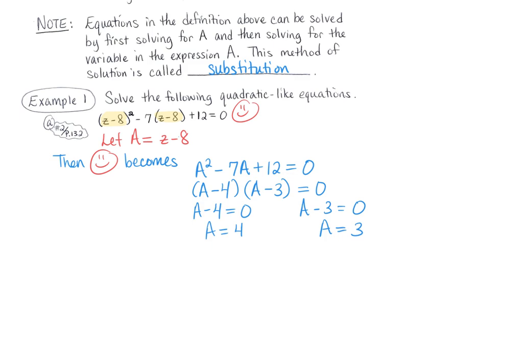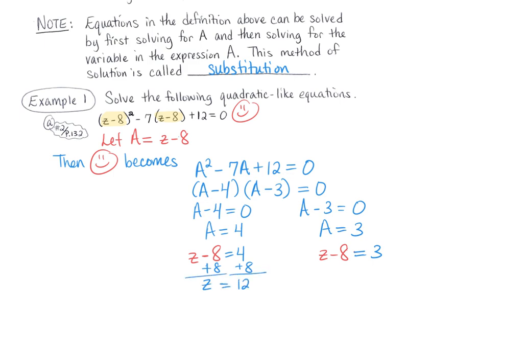So we found out what a is. We know a is z minus 8. So this means z minus 8 is equal to 4. The other means z minus 8 is equal to what? 3. Yes. So we do what to both sides of the one on the left? Plus 8. Add 8, yes, to get z equals?